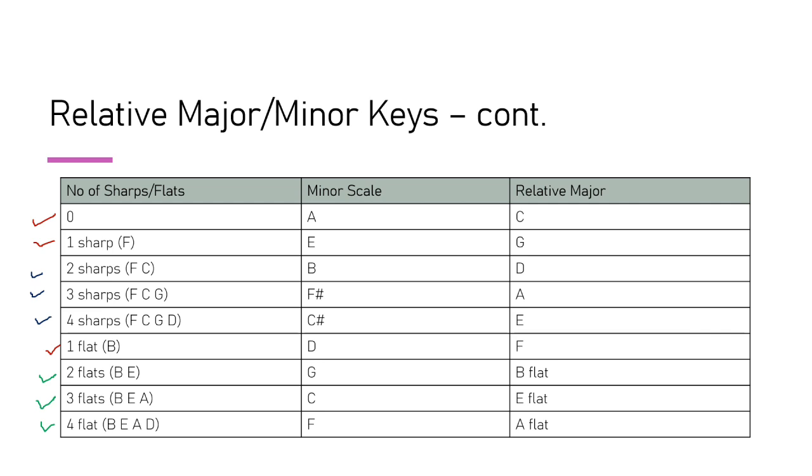So you could see already that these ones are in the sharp family: B minor, F sharp minor, and C sharp minor, because you could see that they share the key signature of their relative major, and their relative major is in the sharp family. So if the relative major is in the sharp family, it means the relative minor is also in the sharp family.